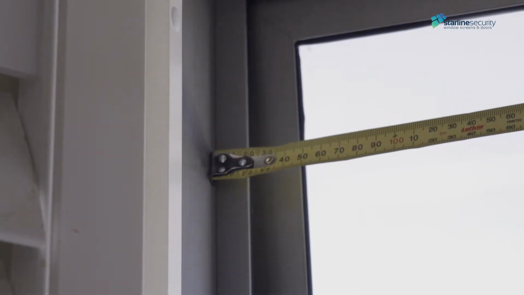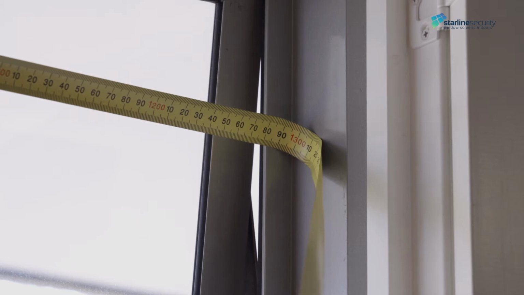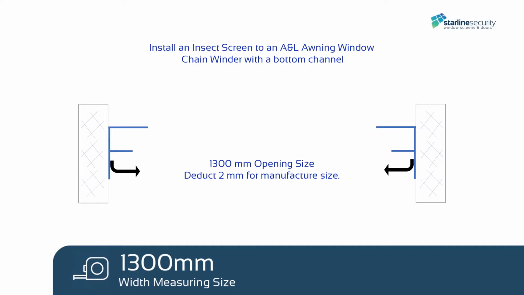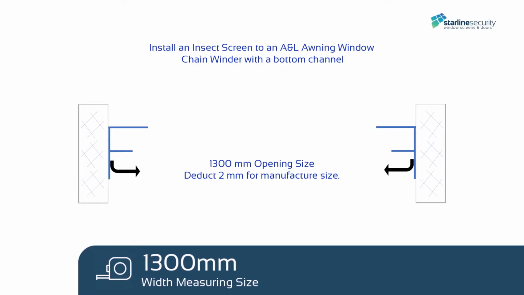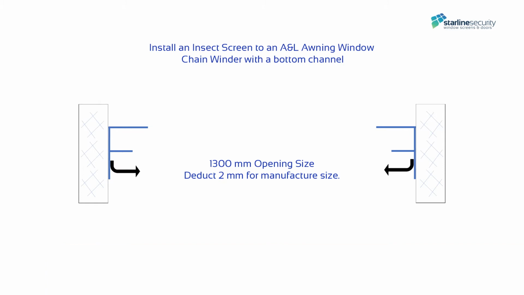The width is measured from the left side of the window jamb to the right side of the window jamb. The opening size width is 1300 millimeters. We usually deduct 2 millimeters for the manufacturing size. Manufacture size is 1298 millimeters.